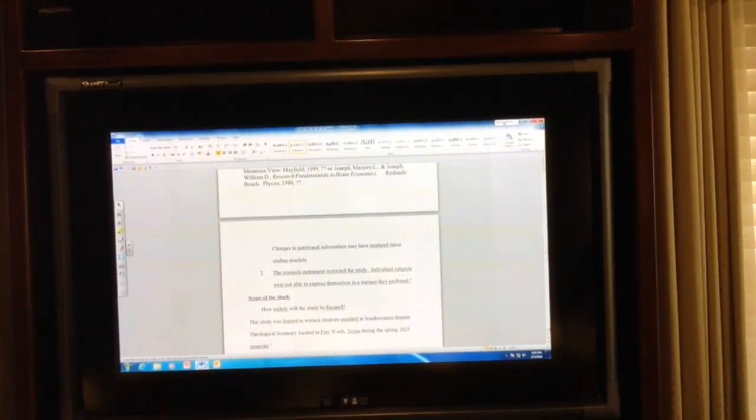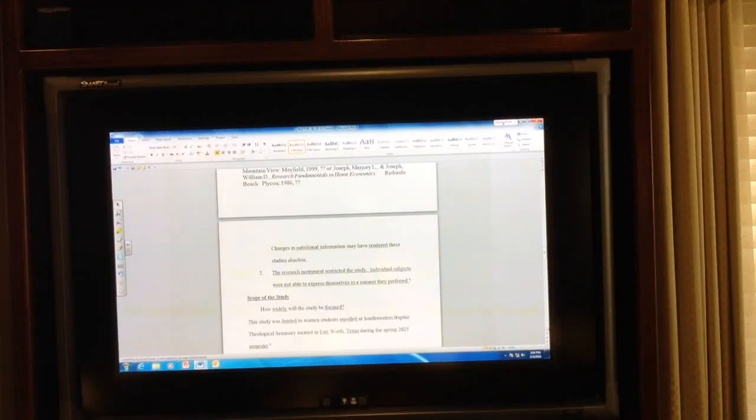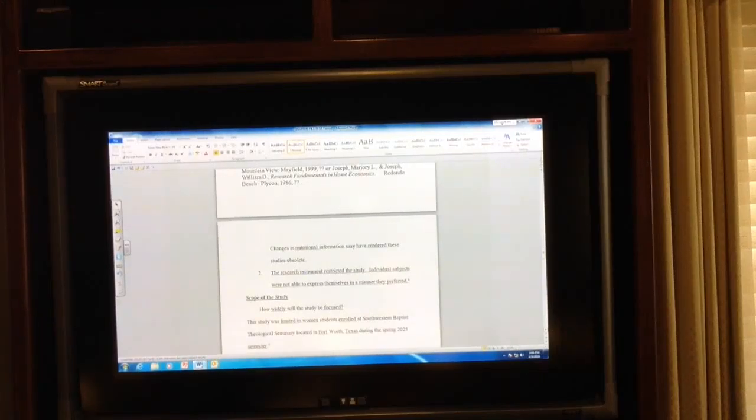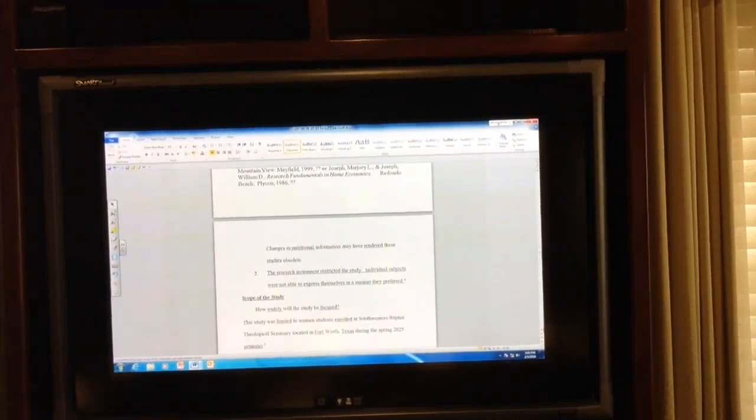And so we want to make a statement. The study was limited, I'm pulling that from our limitations, to women students enrolled at Southwestern Baptist Theological Seminary, located in Fort Worth, Texas, during the spring 2025 semester. What have we done? We have put a location, we have put a time parameter. That is the scope of our study.